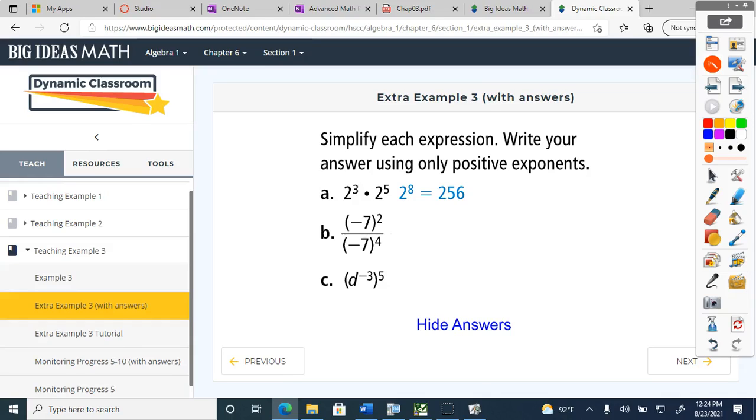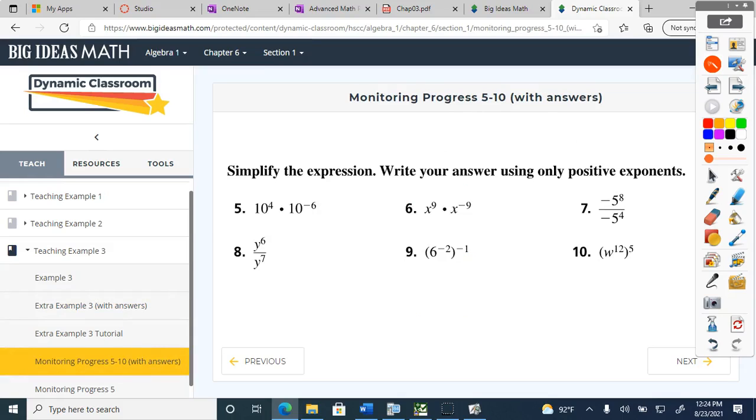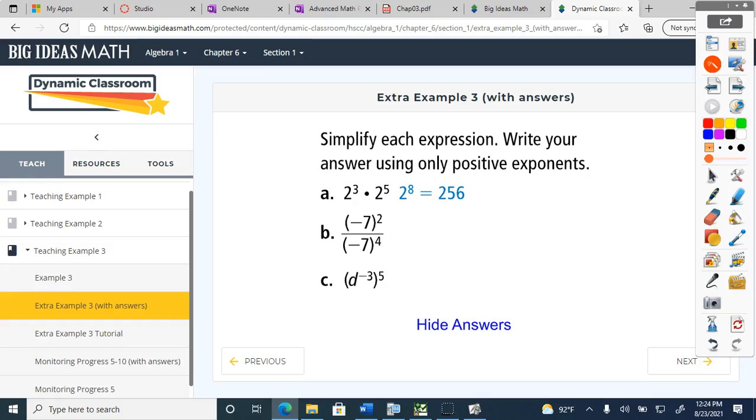How about this one? Second power. It's 1 over -7 to the 2nd power. It's 1 over like this. All right, now that is 1 over 49. But again, I would accept that.